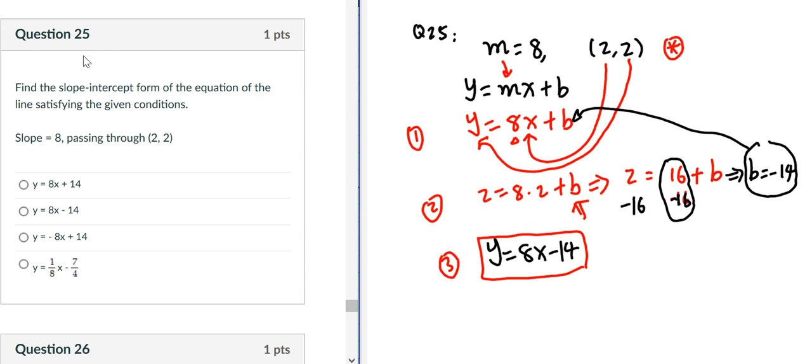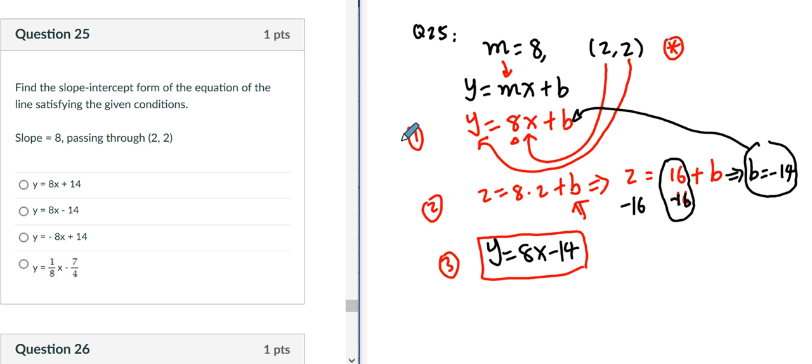Now, let's look at our question 25 here. We want to find the slope-intercept form of the equation of the line satisfying the given conditions, where the slope is given, which is 8, and we know this line passes through this point. So we rewrite this condition right here. M is 8, that's the slope, and x is 2, y is 2, that's a point on the line.